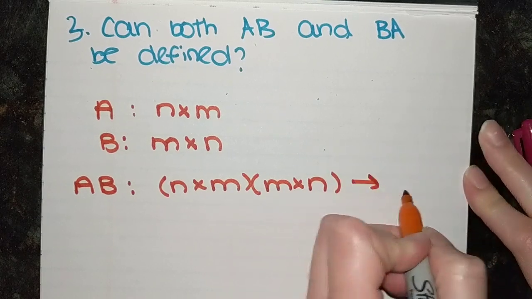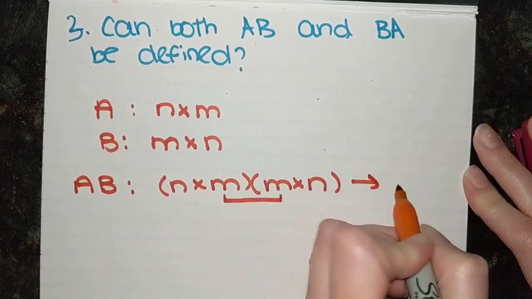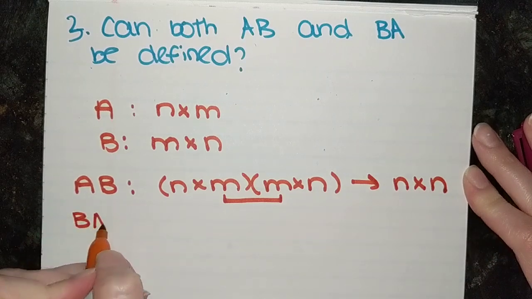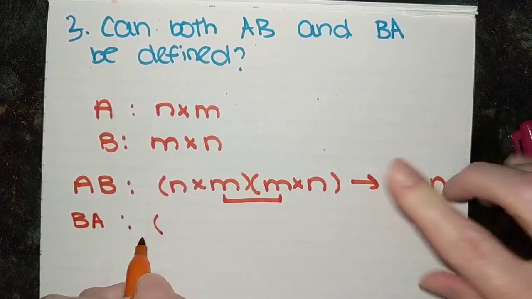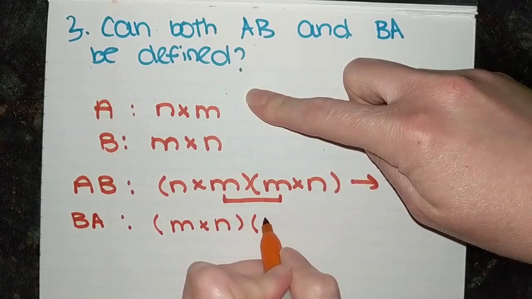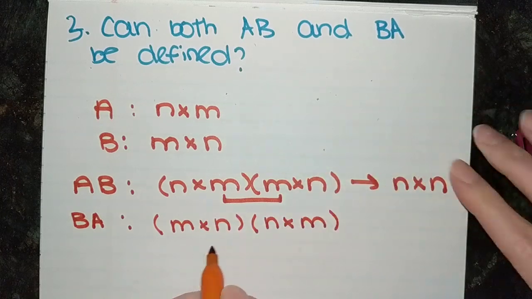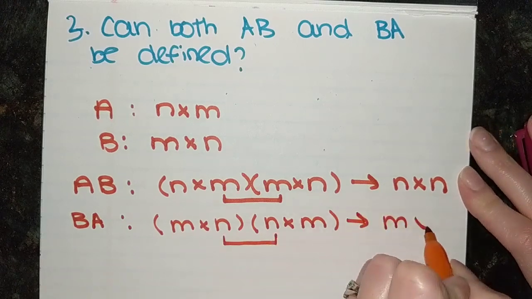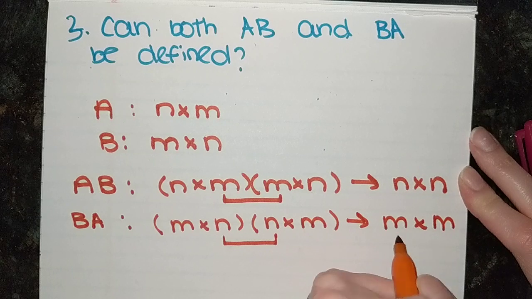And in that case, because these inner dimensions match, you would get an n by n matrix. And of course, for the B times A matrix, then you would have m times n, and then your A matrix would be n times m. And so these inner dimensions would match, and you would get an m by m matrix.